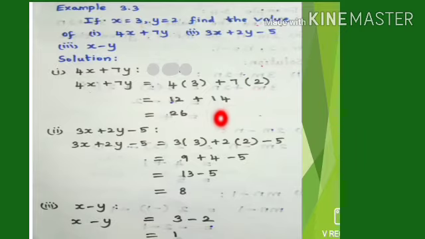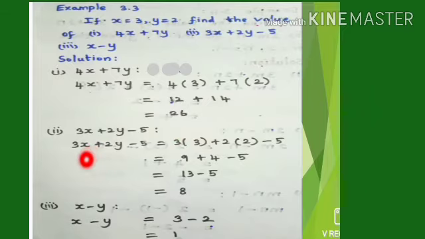Now, in the next step, we have to multiply these two values. 4 into 3 is 12 and 7 into 2 is 14. And then by using BIDMAS, we do it here. So in the next step, 12 plus 14 is 26.